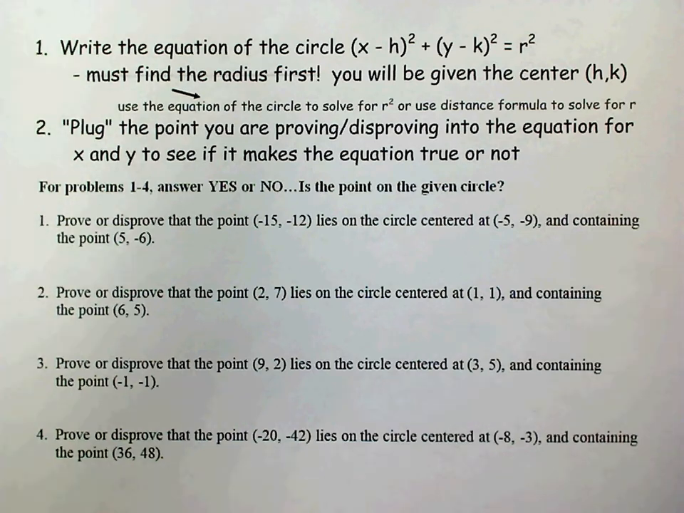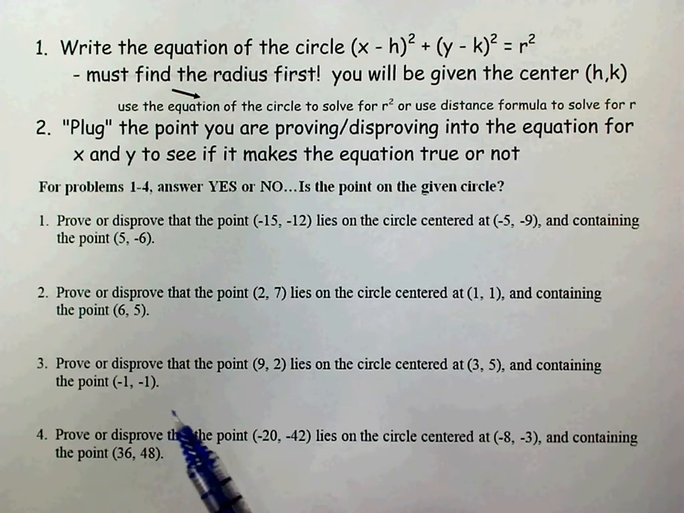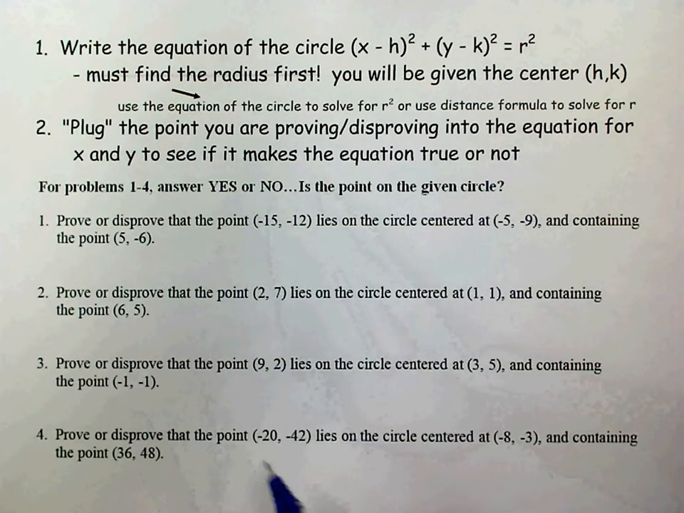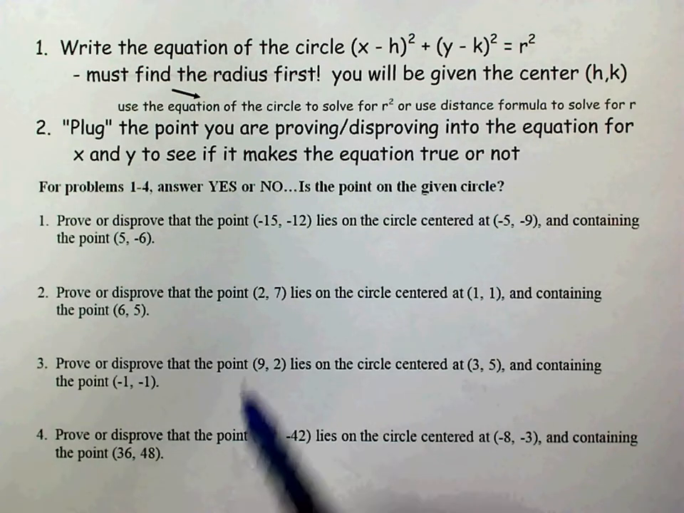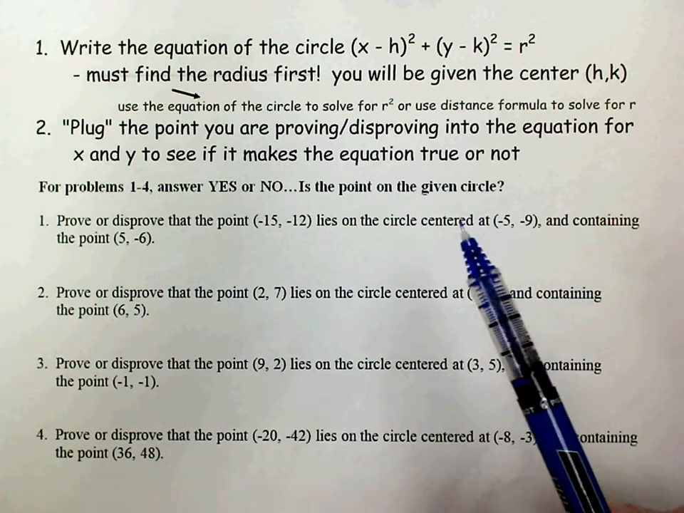For problems 1 through 4, you're going to be proving or disproving whether a point lies on the circle or not. Your answer will be a yes or no answer. You will have some work to support that though. So I've written up here the 2 steps that you have to do in order to tell whether a point's on a circle or not.